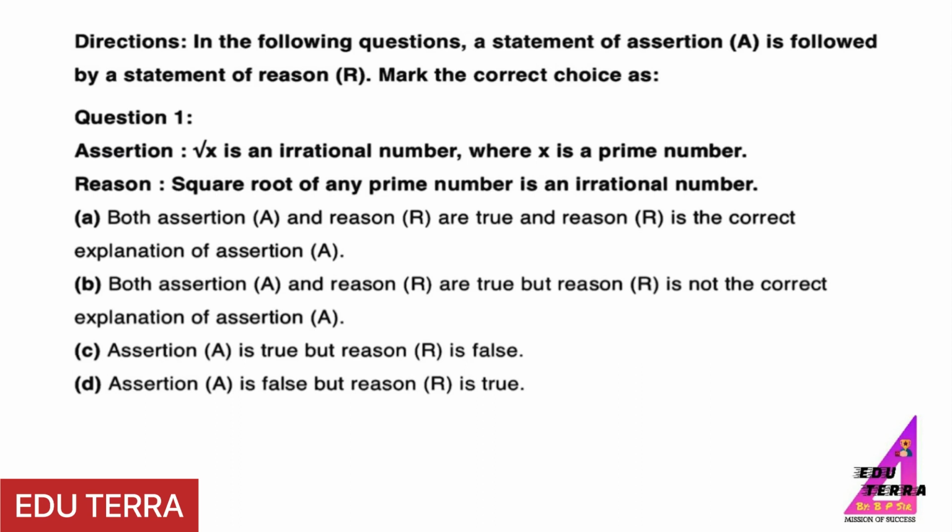So assertion is true. Now the reason: square root of any prime number, it is given. So assertion and reason both are true, and reason is giving correct explanation for the assertion. So here we will take the option number A. Now come on for question number 2.